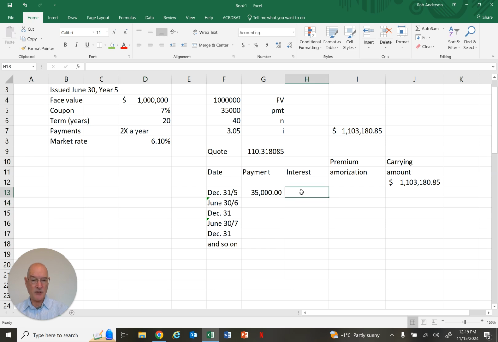So interest is going to be the carrying amount, and we're going to multiply that by the interest rate. So in this case, remember, this is the 6-month rate, not the 1-year rate. So we're going to multiply this by 3.05%. Notice that's the market rate. It's not the coupon rate. We already know the payment's $35,000. The interest expense is the carrying amount times the market rate. So there's our interest expense.